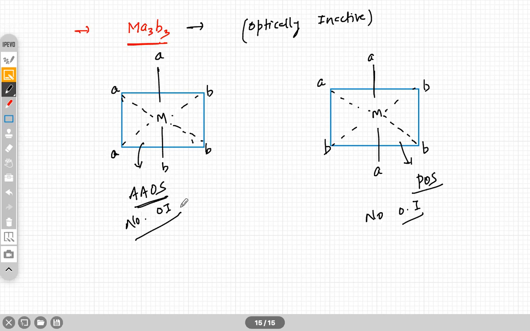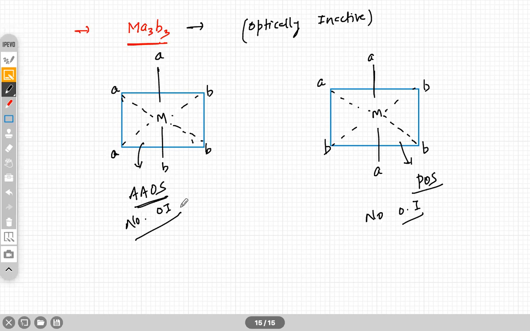Okay. Apart from this, I have given you the different general formulas which show optical activity. If you do not memorize them, you need to just check the plane of symmetry by drawing the structure. That's the method we have. Otherwise, you can keep this one as well.